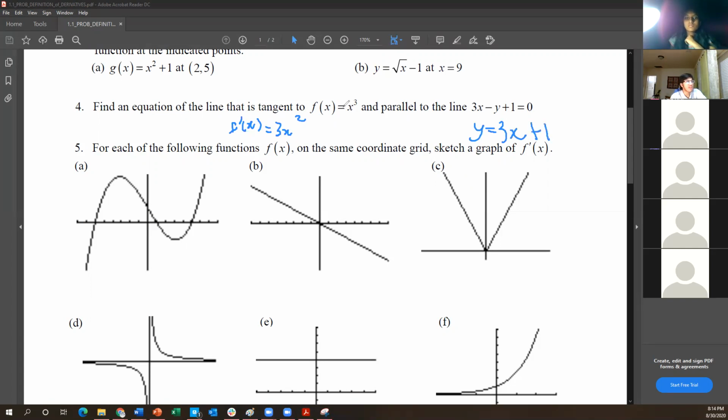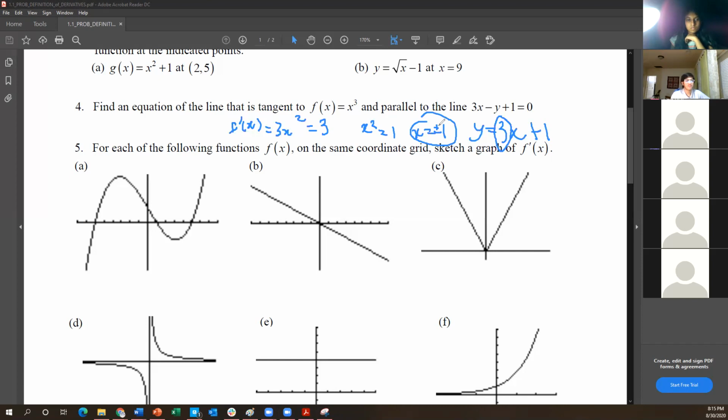Okay, so we just need to find when f prime of x is parallel to this, right? So when is parallel? Parallel means the slopes are the same. So the slope here is 3, meaning that my derivative, which is the slope, needs to be set equal to 3, right? And x squared would be equal to 1, which means x is equal to plus or minus 1. That means at x equals plus or minus 1, that's when my function's tangent lines are parallel to 3x plus 1. Does that make sense?